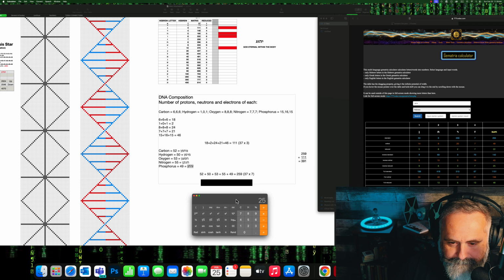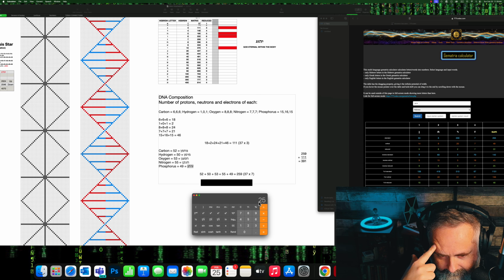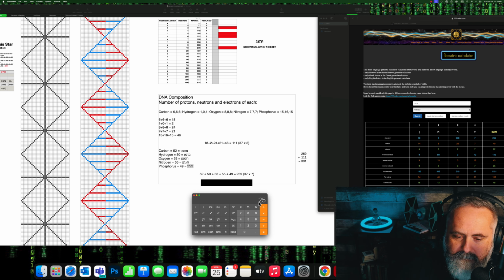It's crazy. Okay, now I'm thinking about something here. Now that I'm seeing this, 2 and 5 plus the 21 is 46, the same number that we have up here. Very interesting. Very interesting. Okay.